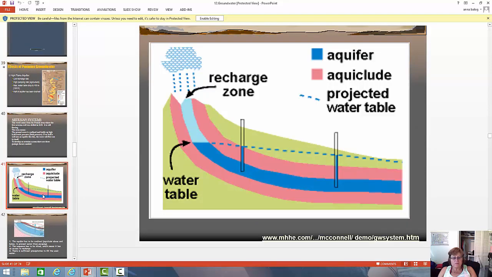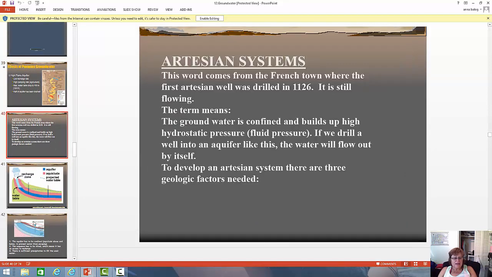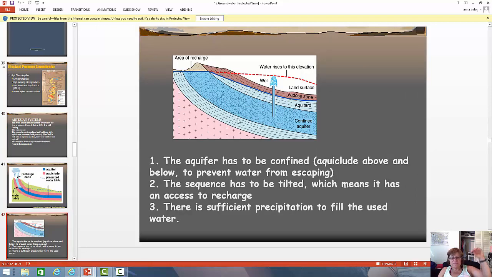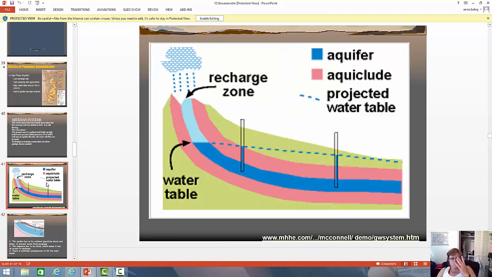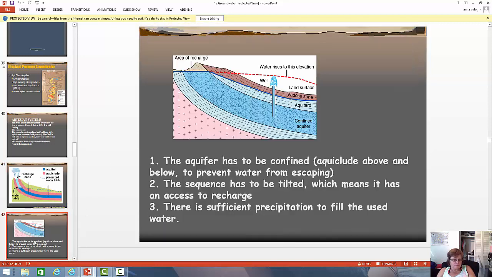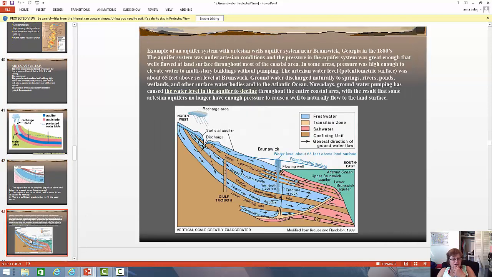And then of course you have to be able to draw the artesian systems and know what is important. The aquifer has to be confined. Remember, clay and the aquifer is in between, and it has to be tilted to build up the pressure, and then there has to be precipitation so the water actually will flow by itself. Remember, this is the elevation the water is going to rise to, and that is the projected water table. This is just an example, so I won't ask this.